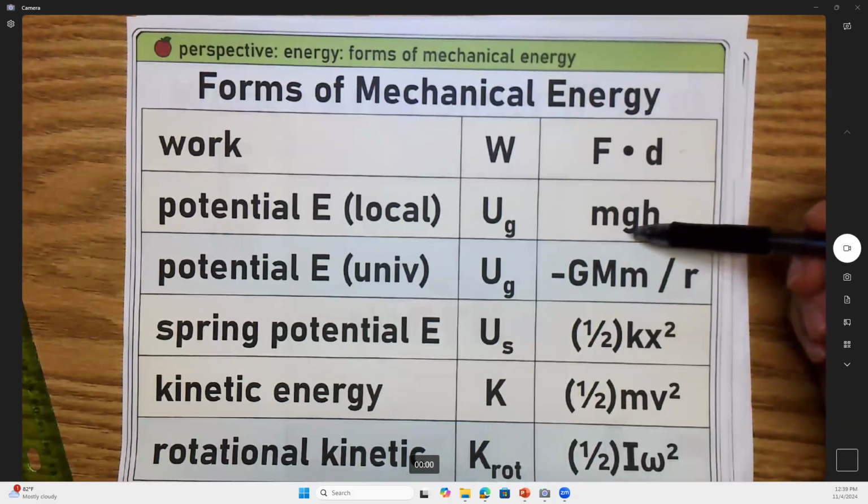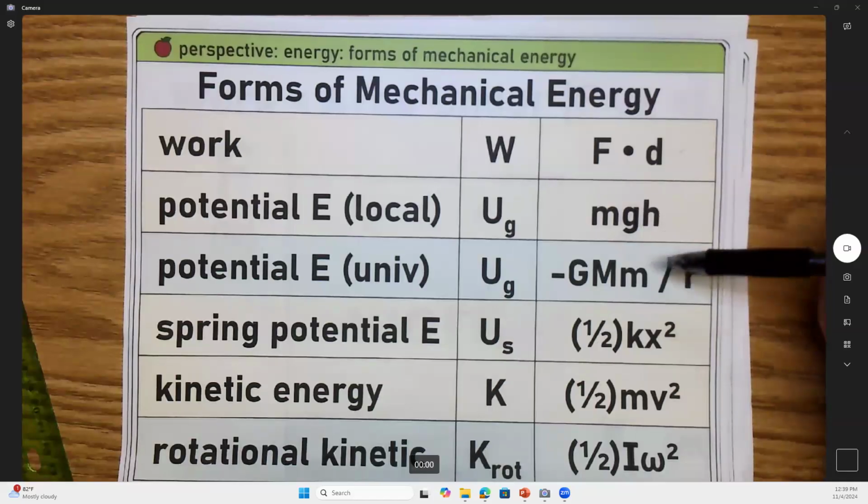No, it tapers off 1 over the distance squared. Okay, so then you need something different to represent potential energy. There's a more universal form, and it's this one right here, negative GMm over r. I might possibly explain that in the next few days, but we won't have time to get to that today.